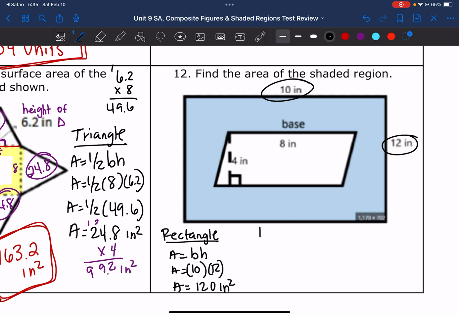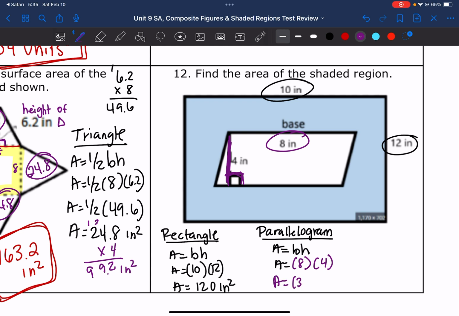Okay. Now let's find the area of a parallelogram. It's going to be the same formula. Area equals base times height. Okay. The base is going to be 8. And the height, if we follow this, if we trace it, we make it H. That is going to be 4. Okay. And again, 8 times 4 is 32. So we have 32 inches squared. There we go.